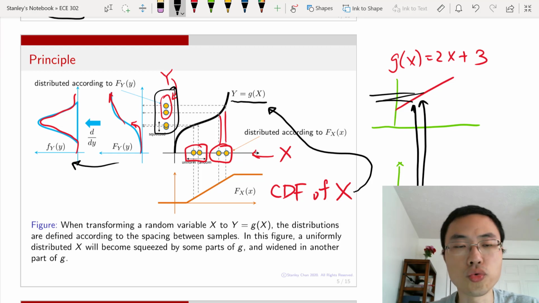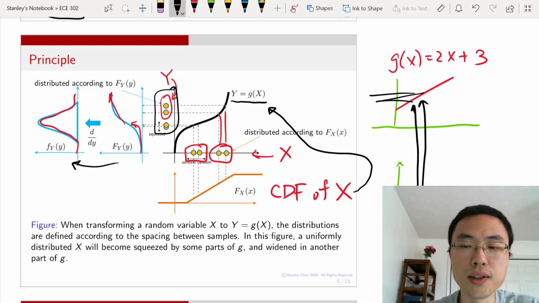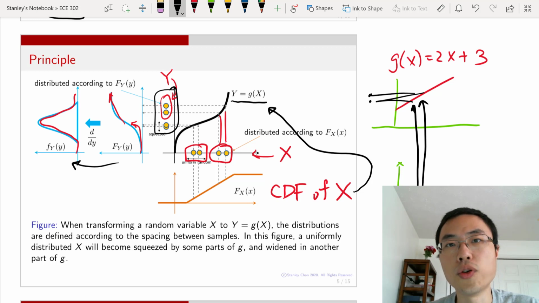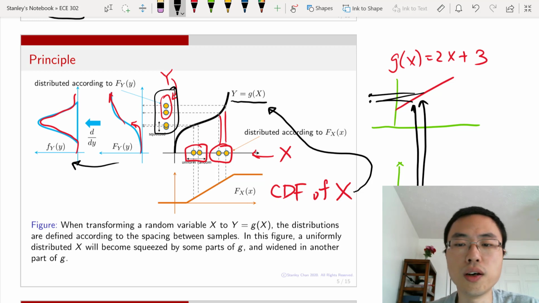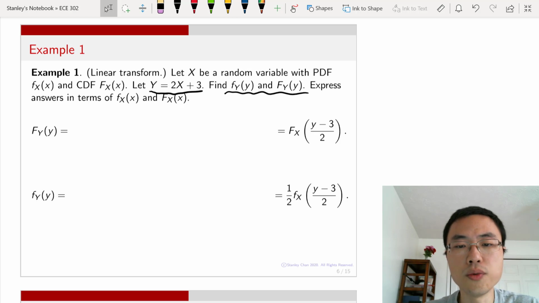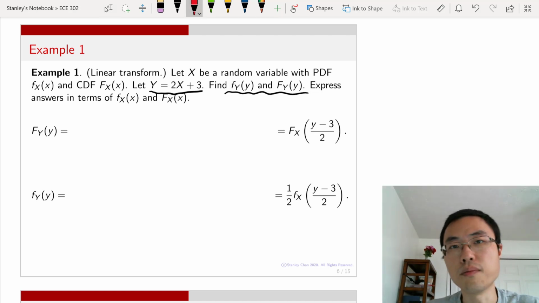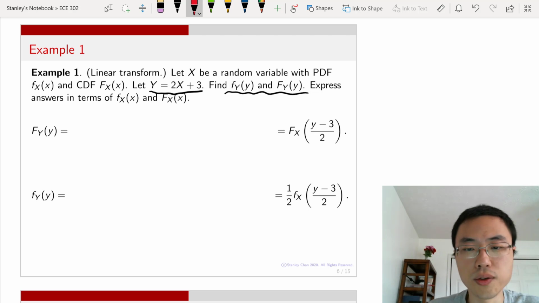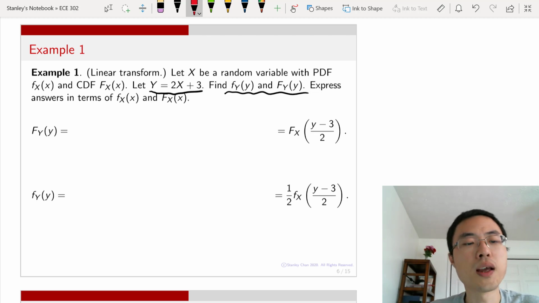Now, because this is a straight line, what we should expect is that these samples will also follow the same distribution, although the spacing would be a little bit different, but it will still be linear. Therefore, what we should expect to see is a simple translation and scaling of the original PDF or CDF. Now let us work out some details of the equations to make sure that you understand how to do it.